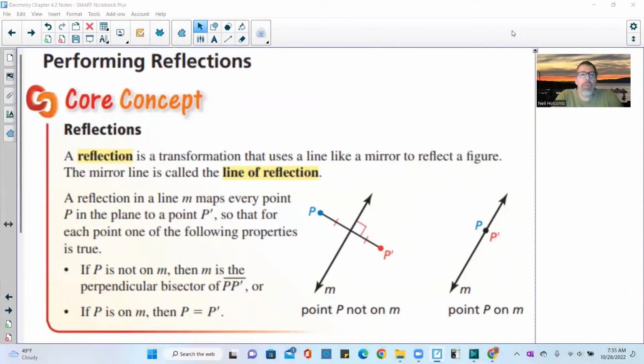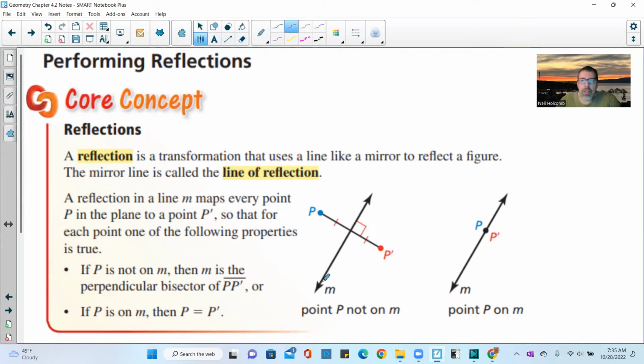Okay, so we're going to start with a core concept: performing reflections. A reflection is a transformation that uses a line like a mirror to reflect a figure. The mirror line is called the line of reflection. A reflection in a line M. Okay, so right here, let me switch to my pen here. Line M is right here.